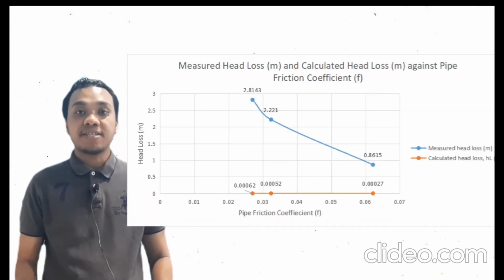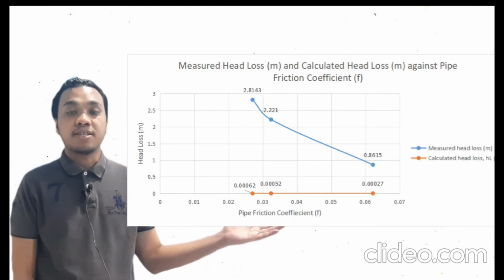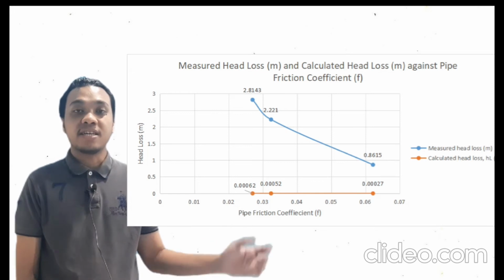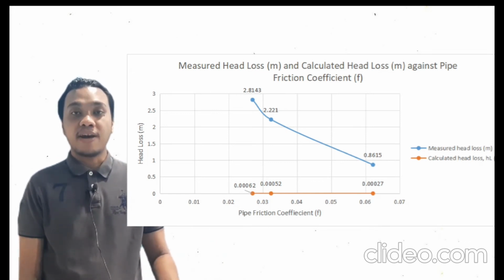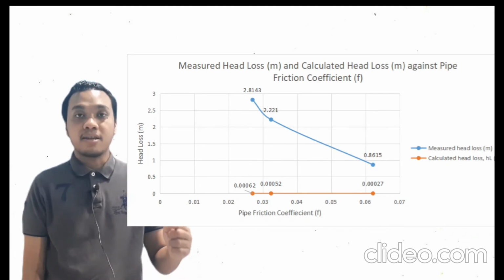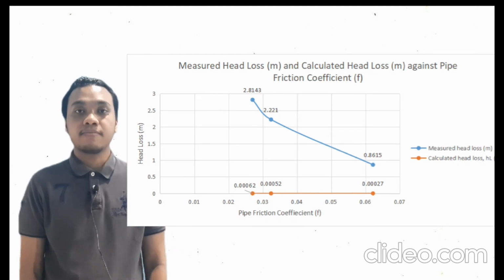Meanwhile, there are different cases in the pipe friction coefficient. Based on the graph, we can see the pipe friction coefficient is inversely proportional to flow speed, in which the value of head loss is increasing, but the value of the pipe friction coefficient is decreasing.